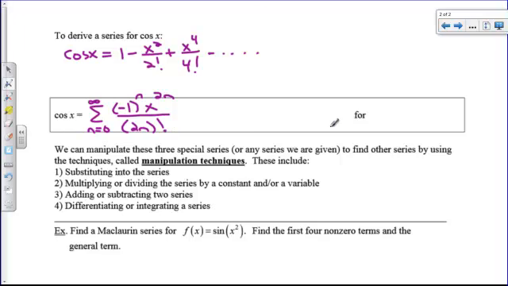And this is valid for all real numbers. The radius of convergence was infinity. The interval of convergence, -infinity to infinity. This power series will converge to cosine of x for any value of x that you want.